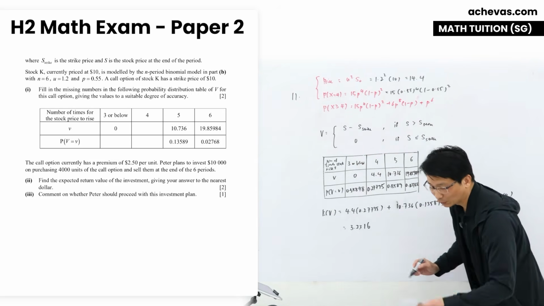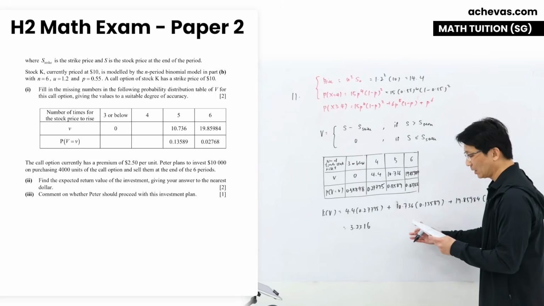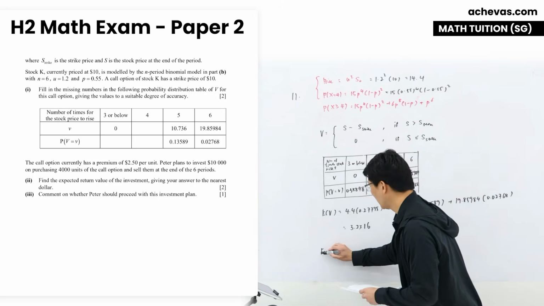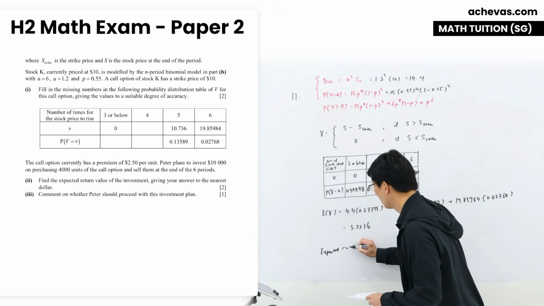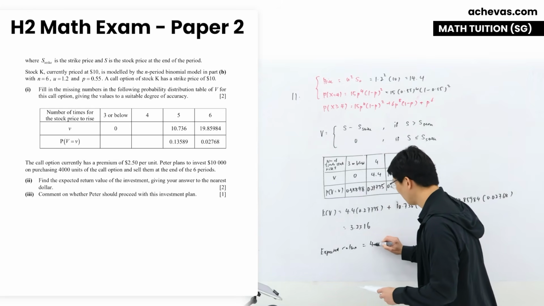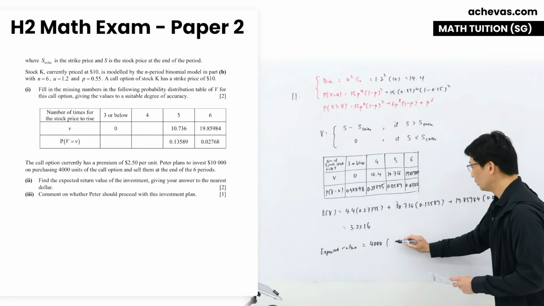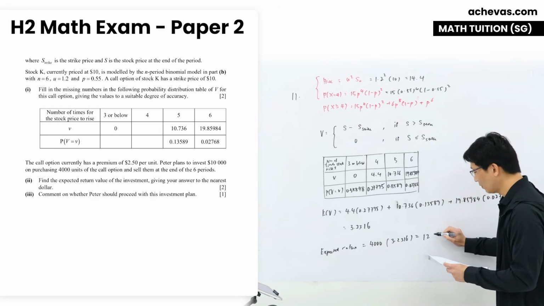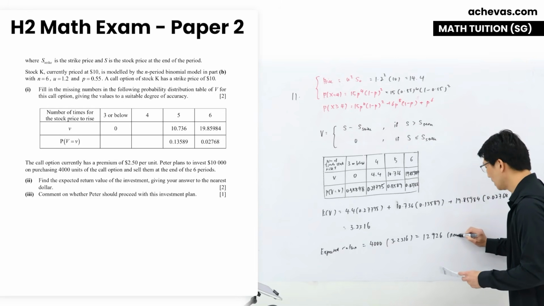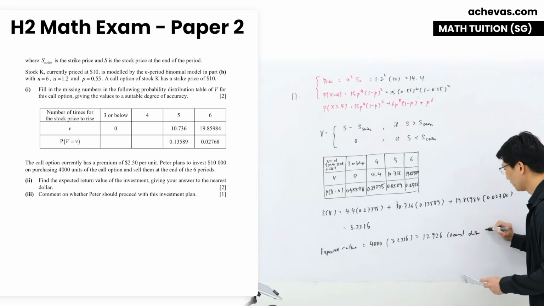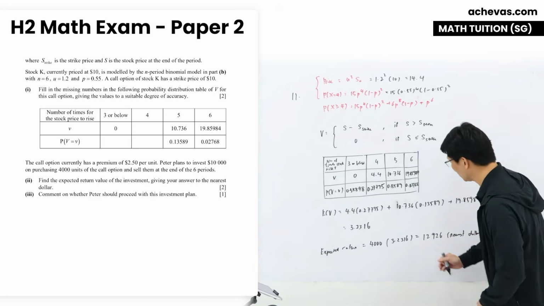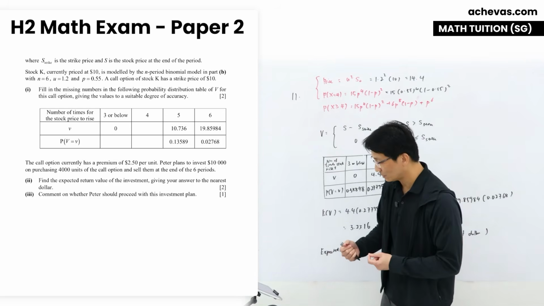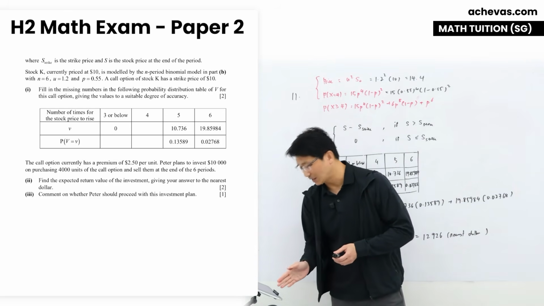Right, so now if we were to compute the expected return for 4,000 units, it will just be 4,000 multiplied by this value, which is 3.2316. To the nearest dollar, I will work out to be 12,926. Okay, this is the nearest dollar. And this is a pretty good value because it's more than our initial investment of $10,000, which they will be asking us in part 3.